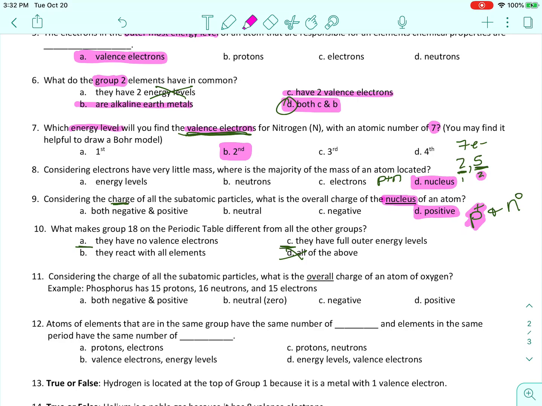There has to be at least one valence electron because these are the electrons in the outer energy level. So you can't have an element that has no valence electrons. So C is our answer.